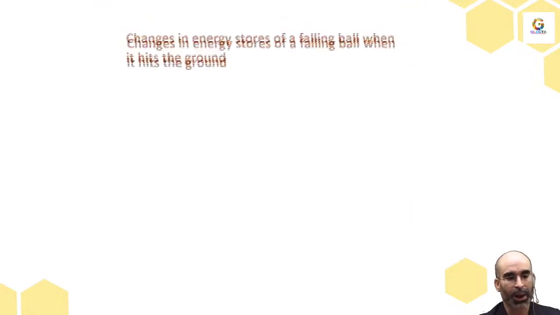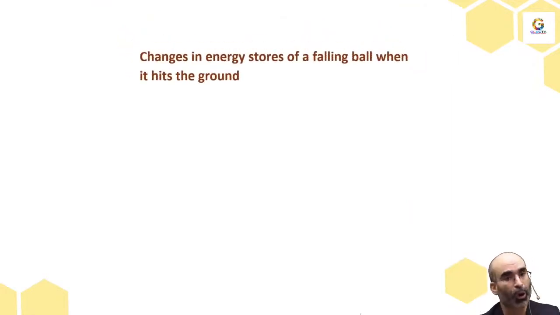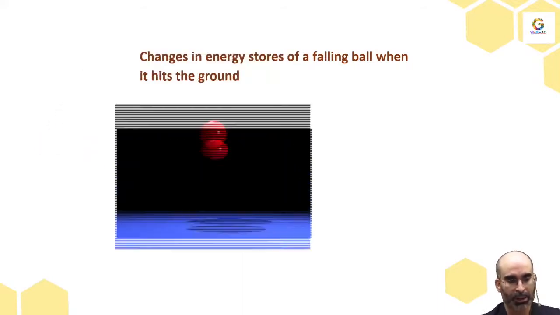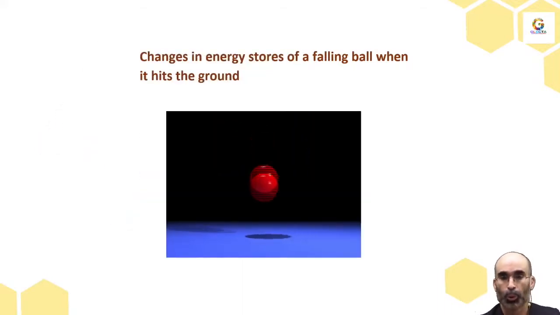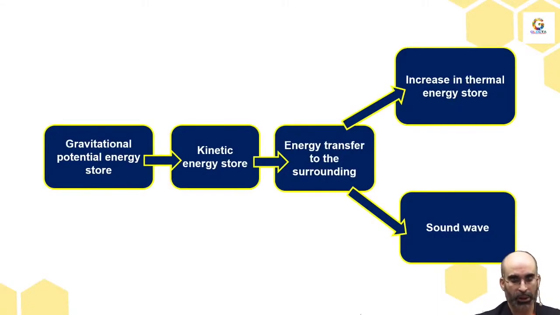Now another example. This is very interesting. Changes in energy store of a falling ball. If I drop a ball, it hits the ground, and there is some transfer of energy taking place. Changes in energy stores taking place. So look at this. All right. Now with the flow chart, you can understand the changes in the stores of energy. You can see here above the ground. If you remember, we had talked about this.